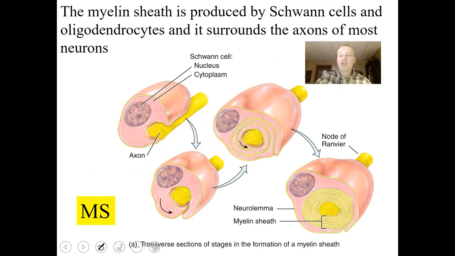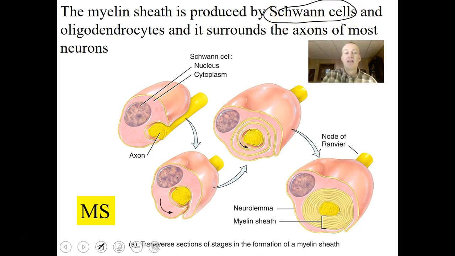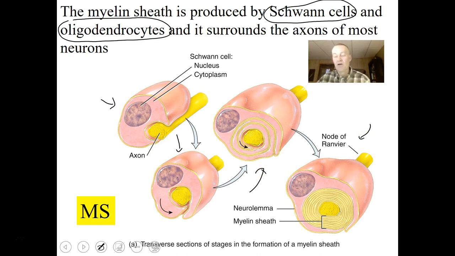Now that myelin sheath is really important. It's produced in the peripheral nervous system by what we call Schwann cells, and it's produced by oligodendrocytes in the central nervous system. This shows you that wrapping process I just described. The Schwann cell initially develops, touches the axon, and then it begins to wrap around it and wrap around it and wrap around it. So it provides an impenetrable layer around the axon, except at the nodes of Ranvier.